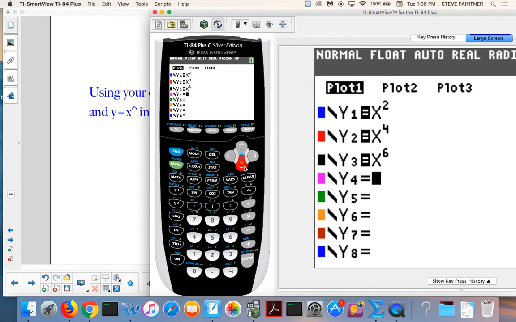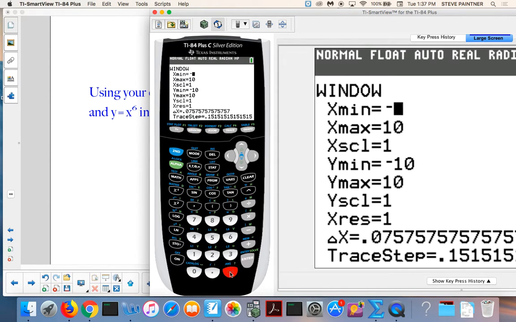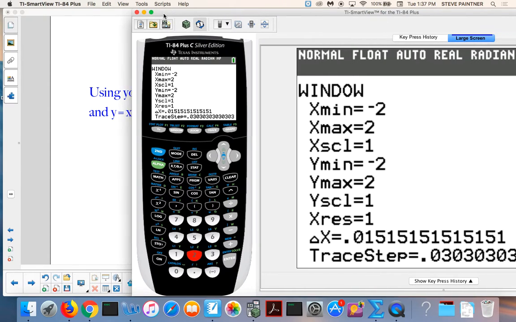It says standard window, but can I change the window on it? Watch this: left 2, right 2, down 2, up 2. So go to your window, change it to 2s. It will look better, I promise. Hit the graph button, watch this. This is what you're supposed to get out of this.